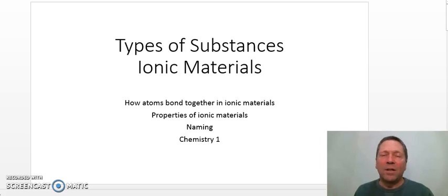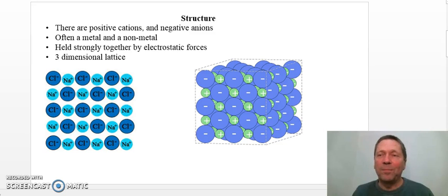Hello everyone. Today we're looking at types of substances, in particular ionic materials, and how the atoms are bonded together and the properties of these materials and how to name them. Now, the structure of ionic materials is that there are positive ions, which are called cations, and negative ions which are called anions. These are often a metal and a non-metal.